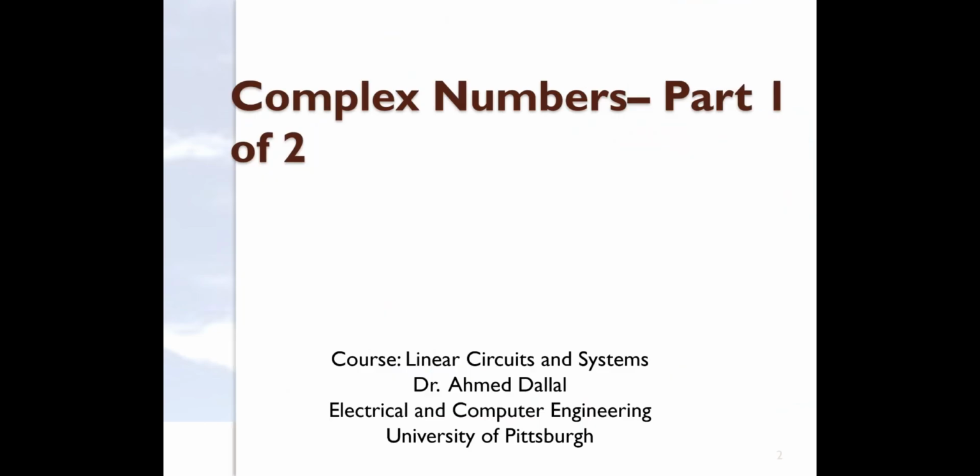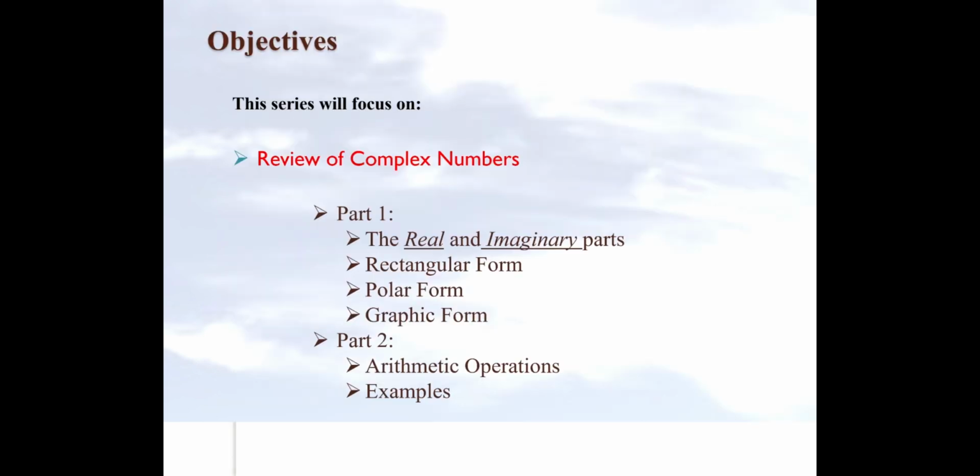Hi everyone, in this series we are going to revise complex numbers. Specifically, in this part we are going to review the different forms for representation of complex numbers like the rectangular form, polar form, and graphical form. In the next part of the series we are going to revise the arithmetic operations, addition, subtraction, multiplication, and division, and solve a couple of examples.